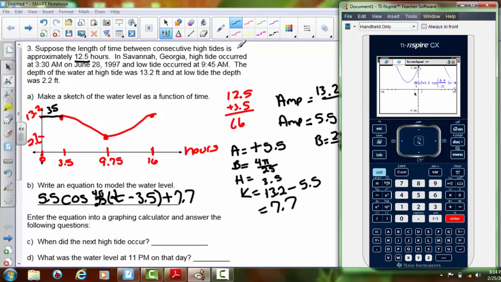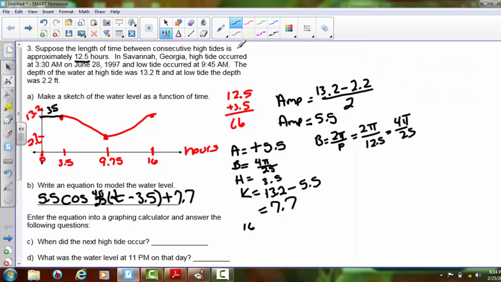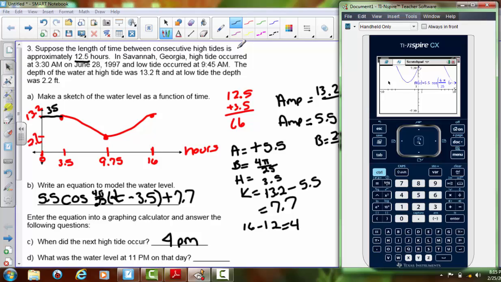I'm not so much interested in the graph itself. When did the next high tide occur? I don't even really need the calculator for that, because I know 16 hours later is when the next high tide occurred, because it's approximately 12 and a half hours. So we've gone 4 hours past 12, because 16 minus 12 is 4. So that would be at 4 p.m.